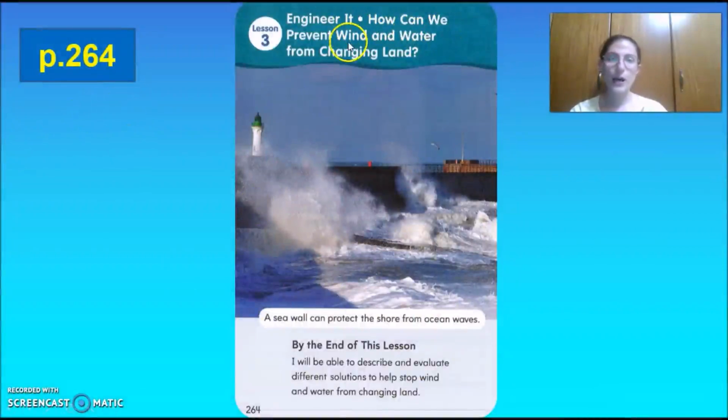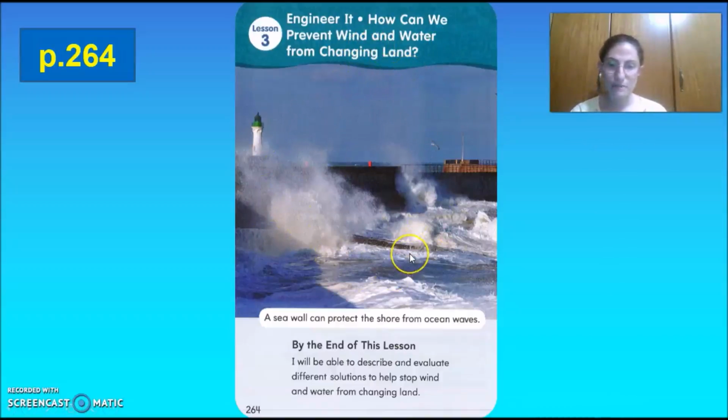Lesson 3. How can we prevent wind and water from changing the land? So in this lesson, we're going to study the different ways that we could use to prevent, that means to stop, the wind and the water from changing the land. Clear so far? Let's take a minute to observe the picture.